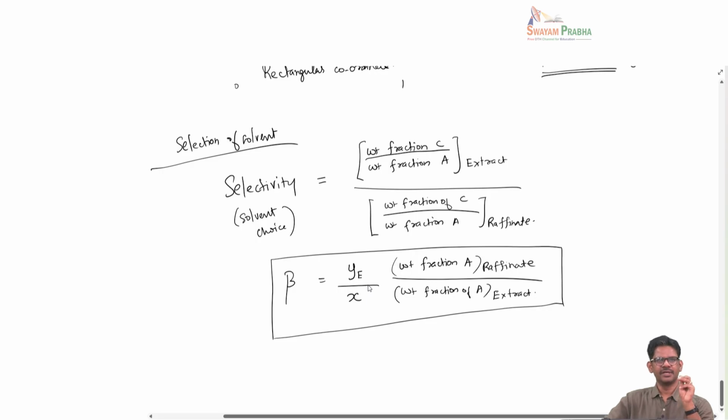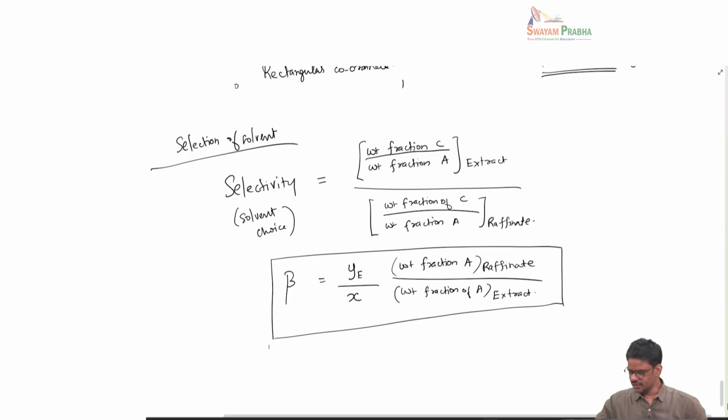For example, say I have a feed consisting of 50% of component C, and you want to reduce that to 10% of C. In that concentration range you find the value of beta, and when you choose your solvent, for those solvents you find beta over that range of compositions and then make a choice. Like I said, this distribution of Y and X is not always an increasing or decreasing function. You can also have unusual dependence, so it is important to know for what range of compositions we are calculating the selectivity for the solvent.